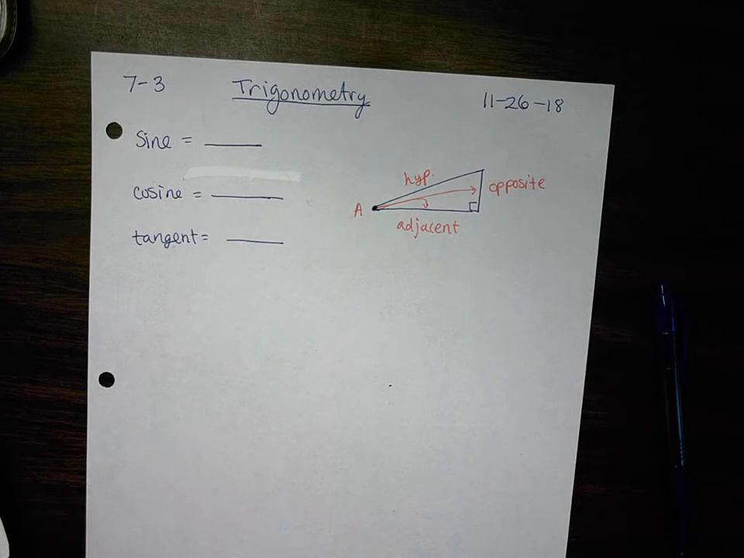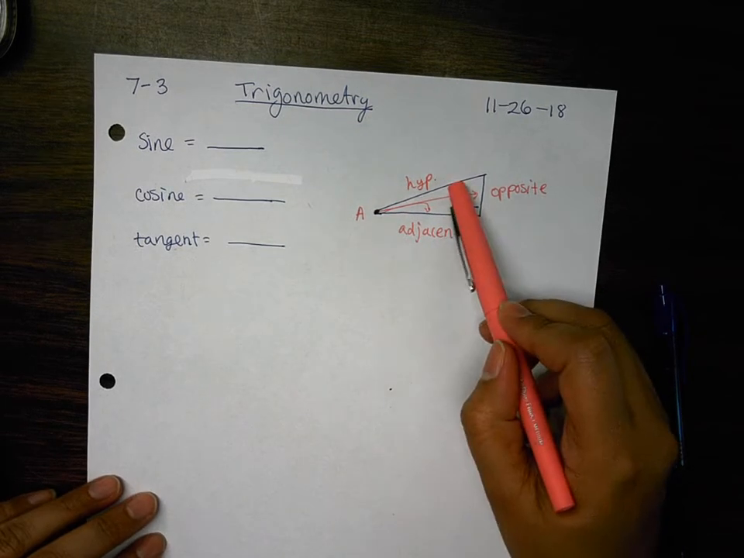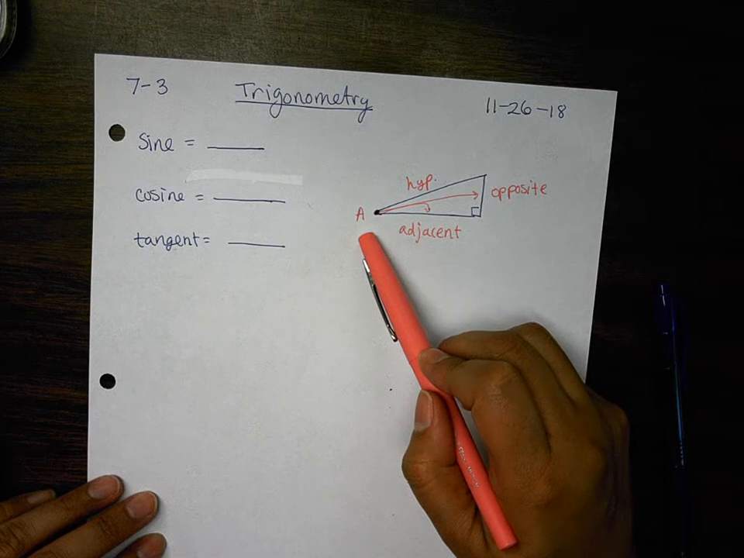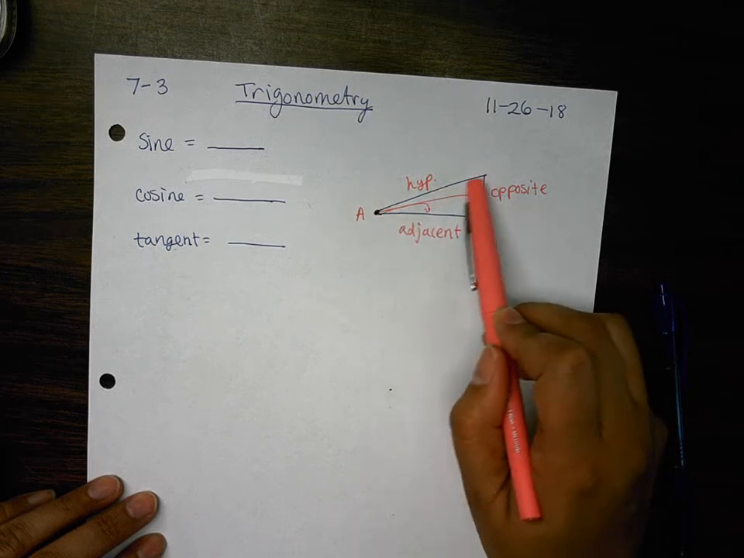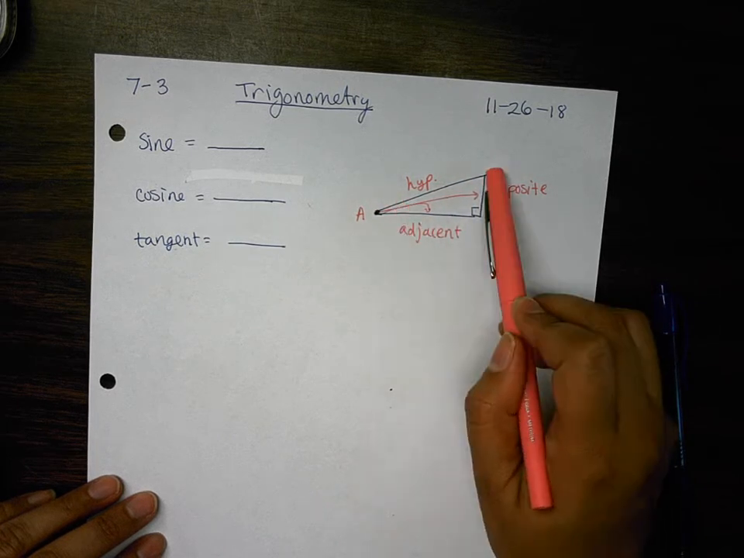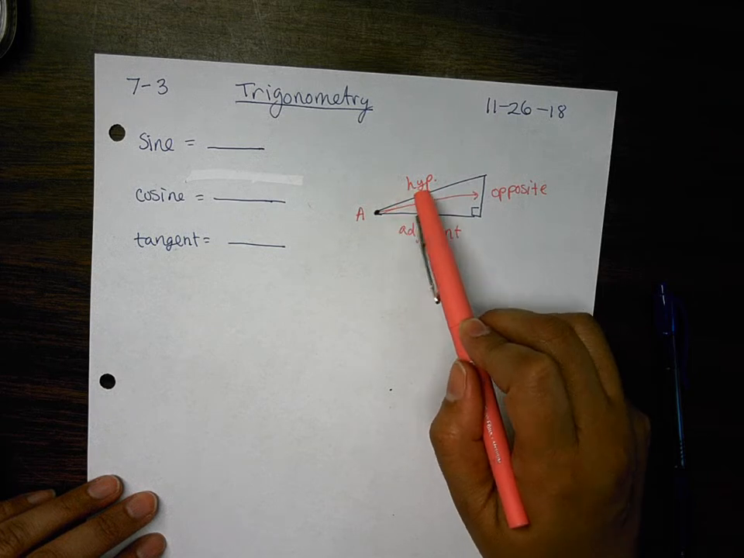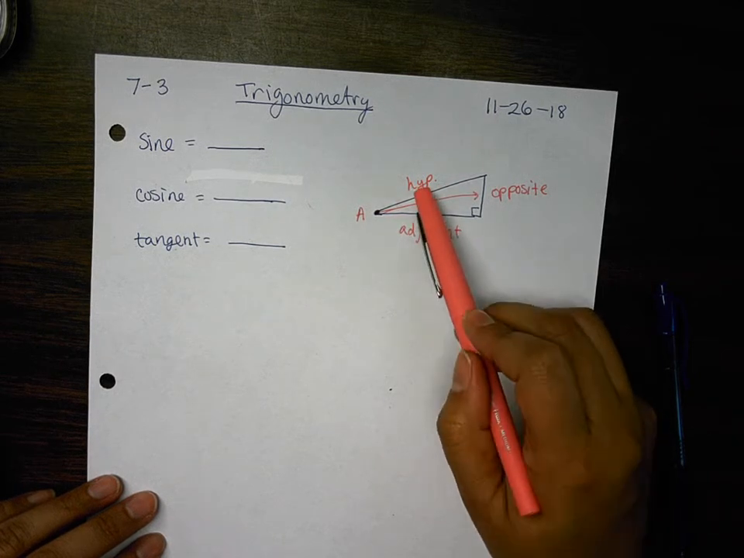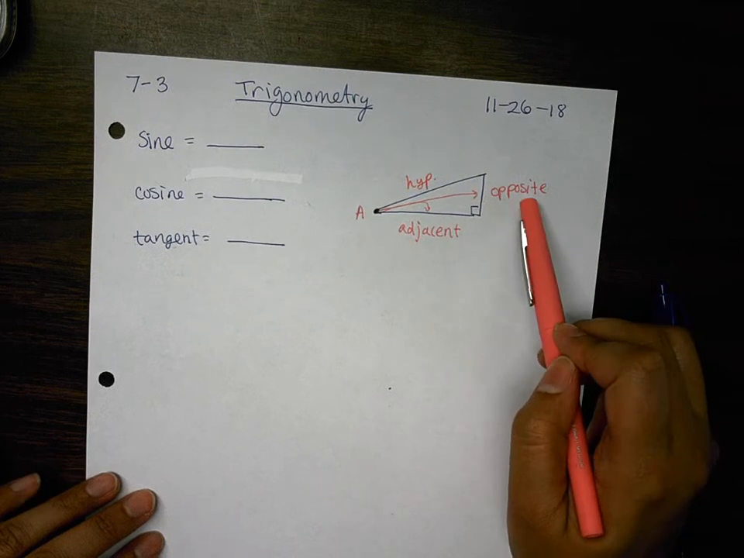Okay, now some kids will be like, well, this is also adjacent. Yes, it is. These are both adjacent to angle A, but this side has a special name. What is this side called? What is it called? Hypotenuse, all day long, every day. So this is adjacent, that one's hypotenuse, that one is opposite.